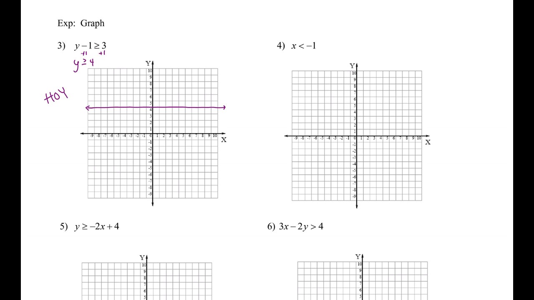And then I need to pick a test point to figure out if I'm going to shade above or below the line. So 0, 0 is an easy test point to pick. So if I plug 0 in for y, I get -1, which is greater than or equal to 3, which is a false statement. So I would not shade where 0, 0 is. I would shade the opposite region.